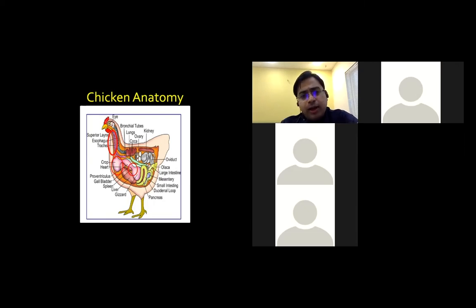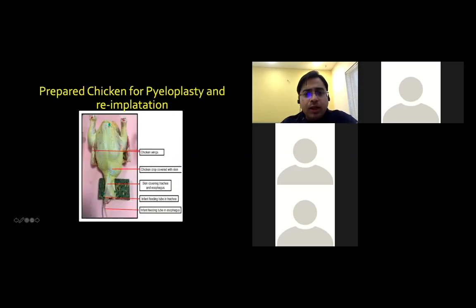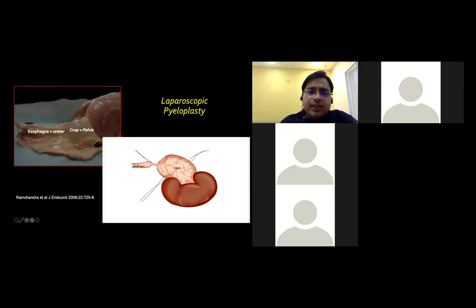So what important anatomy do we need to know in the chicken? In the neck there is a trachea and esophagus. The stomach of the chicken comprises three parts. The crop is the first part, then the proventriculus and the gizzard. These five structures will help us do many variations in simulation. So first, let's look at the chicken pyeloplasty model. This is the neck of the chicken.